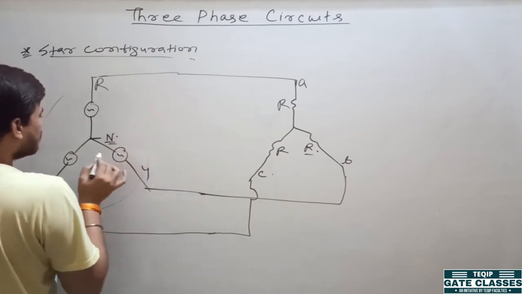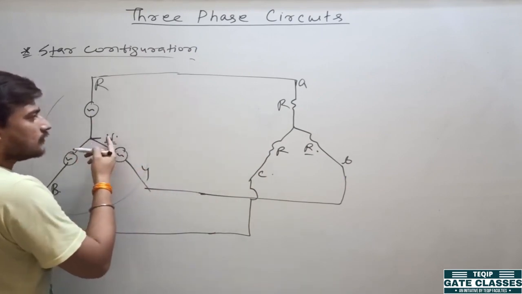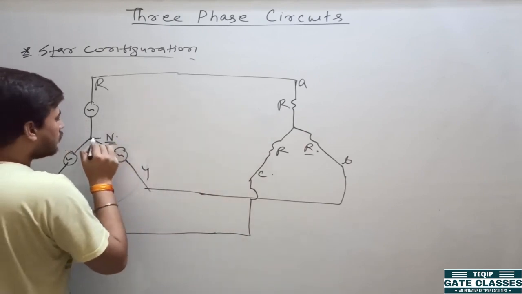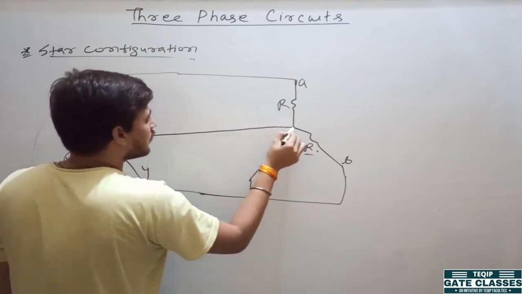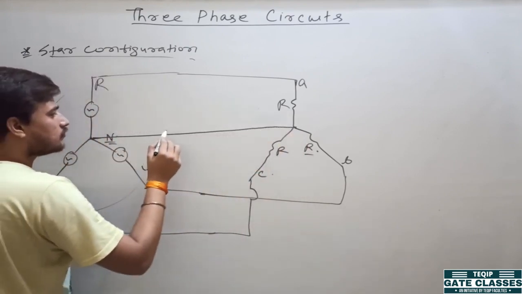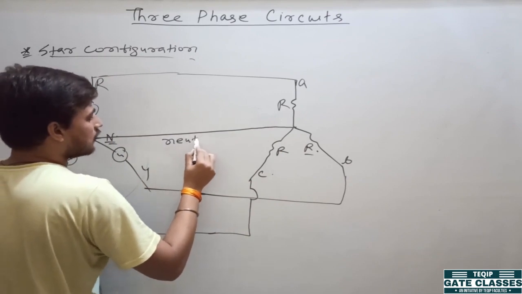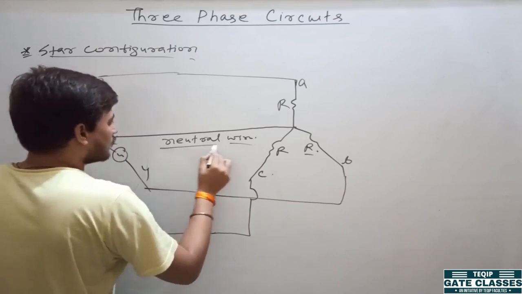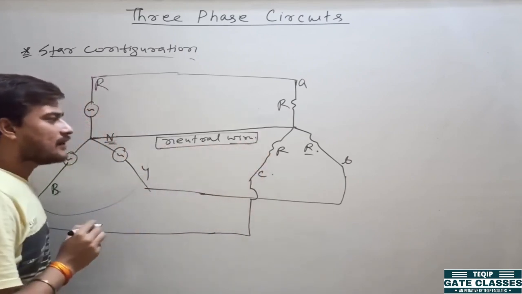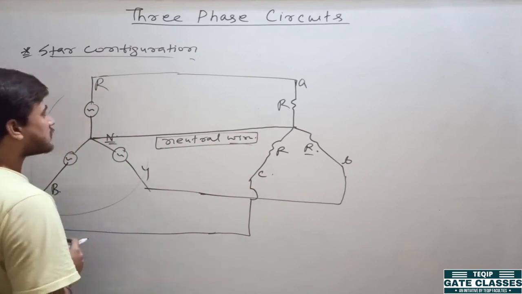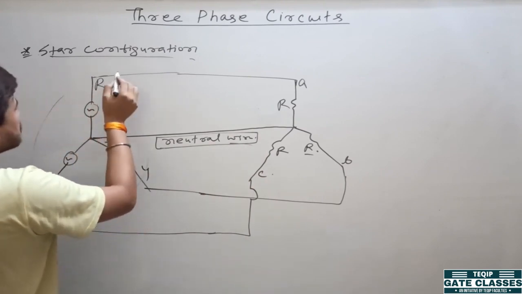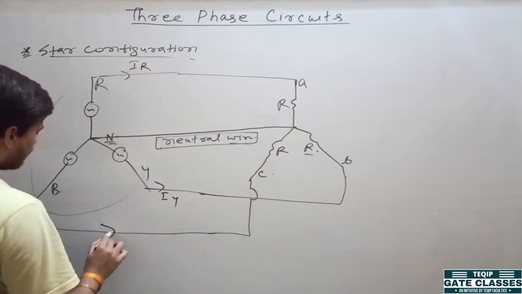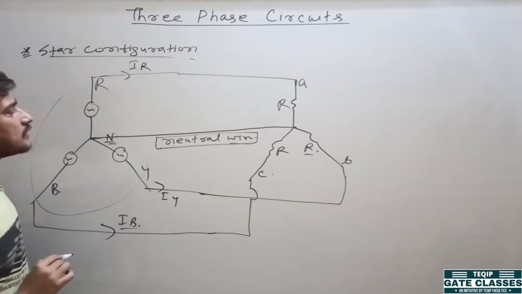So now what do you see? If these two loads are balanced, then you will see there will be another neutral wire in the system. You are having three live wires and you will have one neutral wire. This is neutral wire. So now what is the role of neutral wire? Whether the neutral wire carries some current or not. So let us see. Suppose this current is IR, this current is IY, this current is IB.